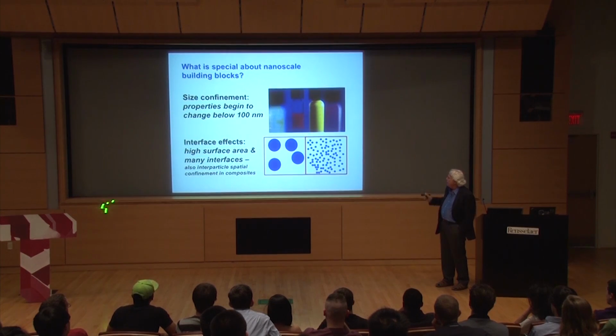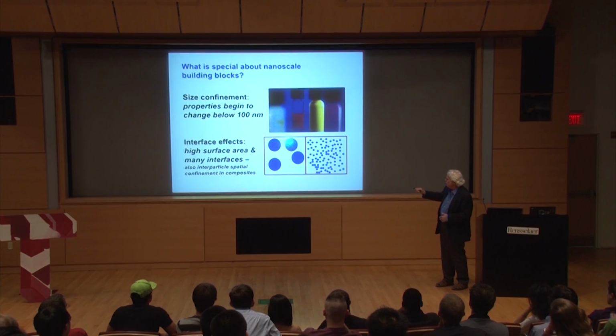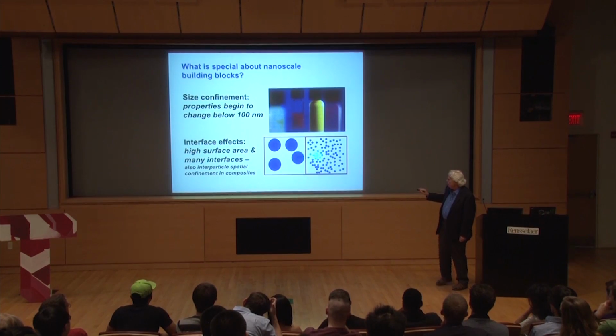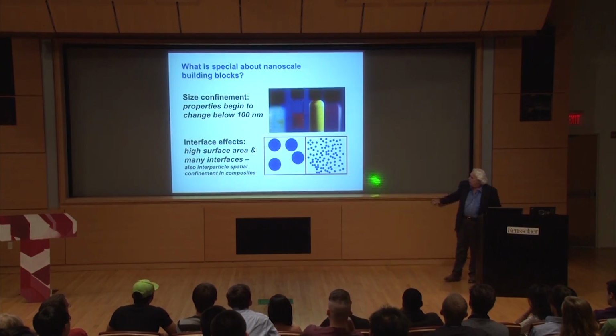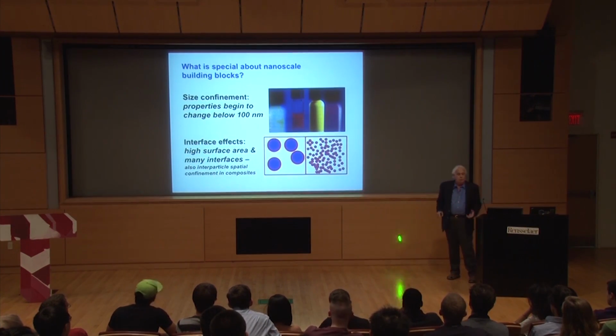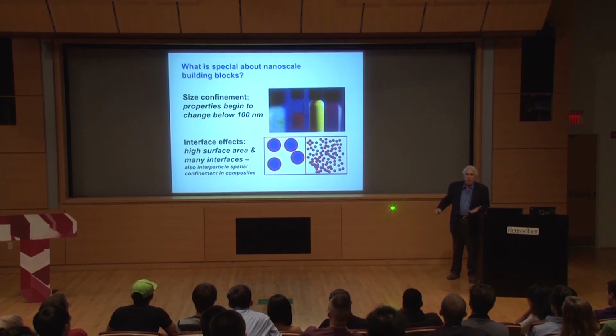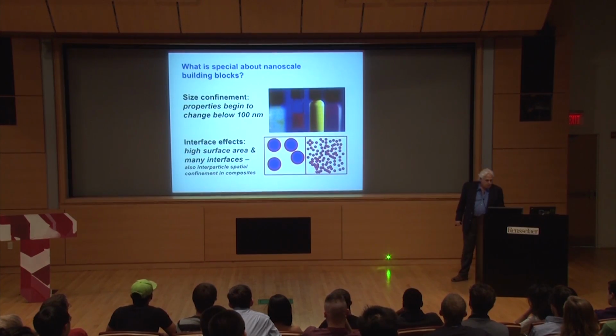What's special about nanoscale building blocks is really just two things. They have size confinement, so all of their properties change as you decrease their size below about 100 nanometers. And also, because of their very small size, they have very large surface to volume ratio, surface area relative to volume. And so there are many interface effects which can particularly influence the environment around them. So if you put nanoparticles into, say, a polymer or plastic, you can affect the properties in dramatic ways.